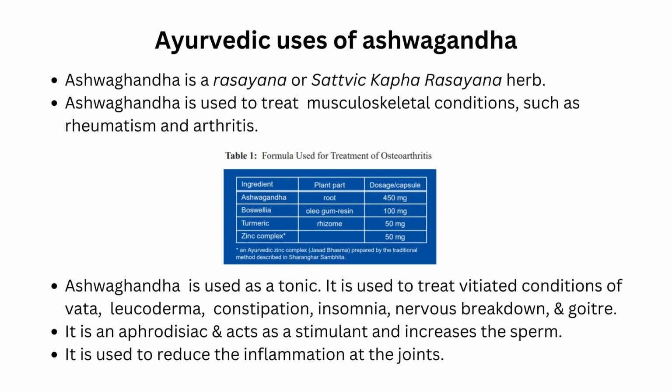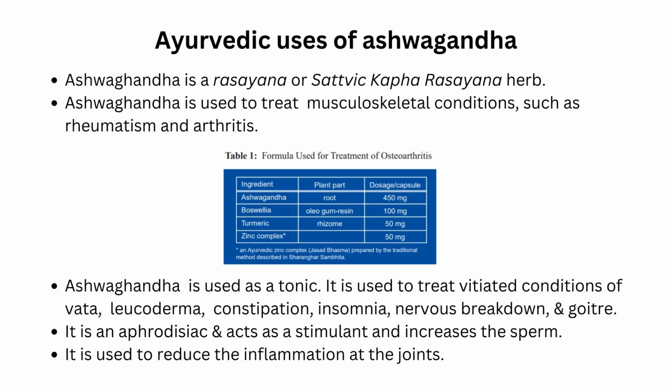Ashwagandha is prescribed for various musculoskeletal conditions such as rheumatism and arthritis. The article on pharmacological properties mentioned that osteoarthritis is treated using ashwagandha, boswellia, which is known as Indian frankincense, turmeric, and zinc complex. Zinc complex is also known as yashad basma, a mineral based medicine.